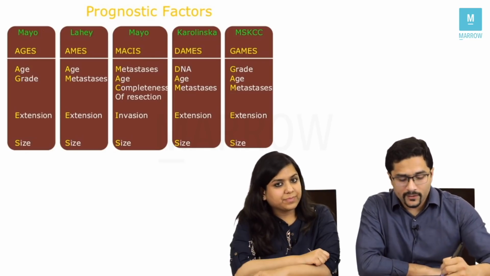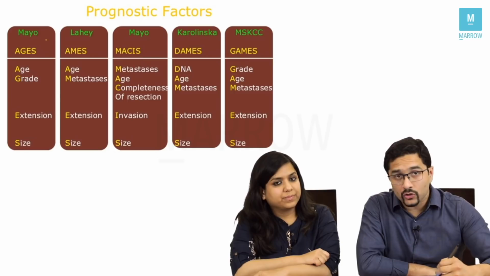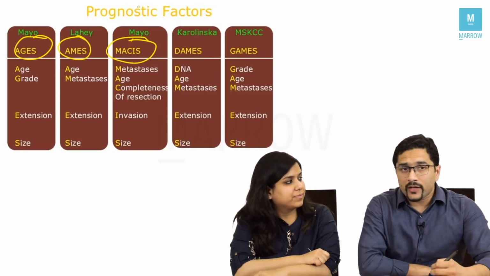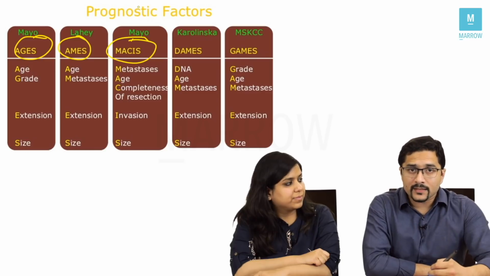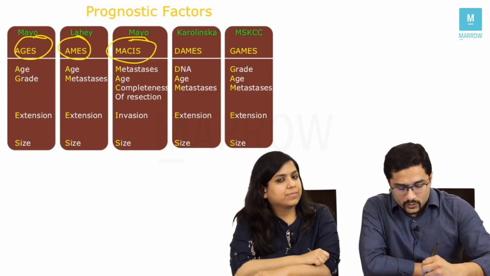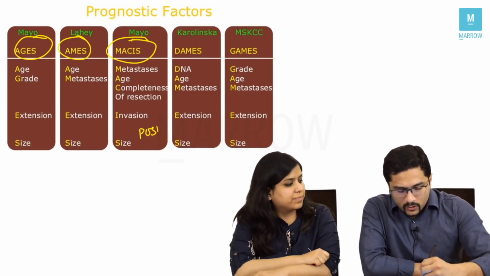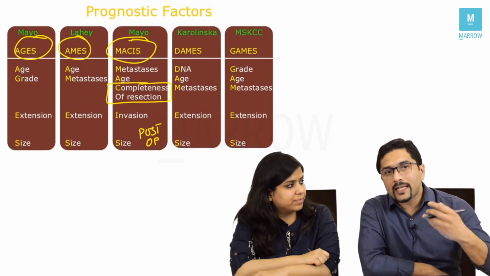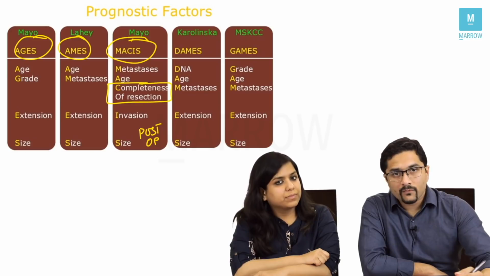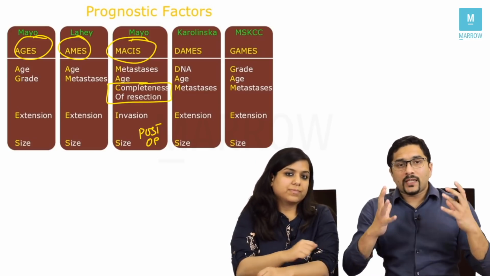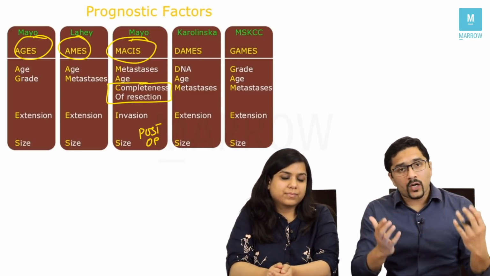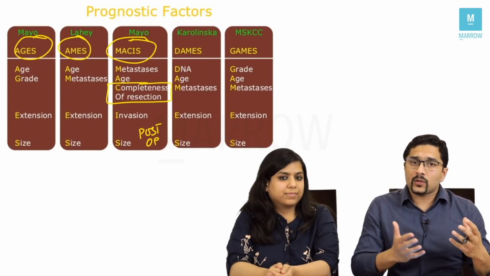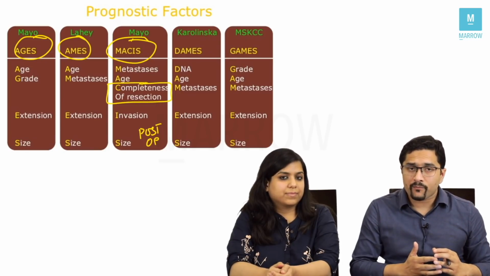Now, there are 3 prognostic factors or scores which you should know: AGES, AMES, and MACIS, which includes age, grade, extracapsular spread, and size. And the MACIS score is also a post-operative score, because one of the inclusions here is completeness of resection, which we'll get to know after surgery, right? So this was a patient with a neck swelling where we've told you how to work up the case and how to proceed with the diagnosis and the management of the patient as well.